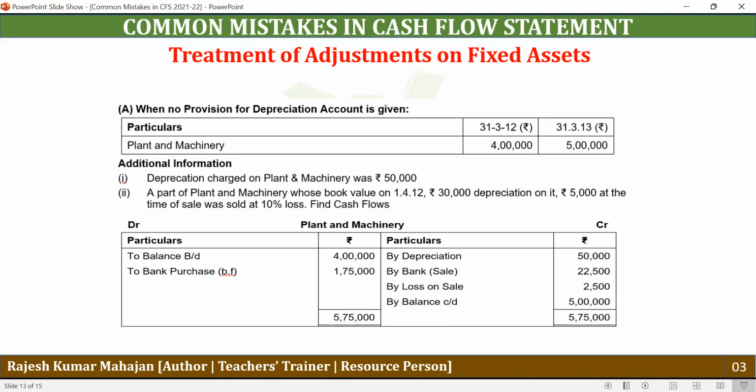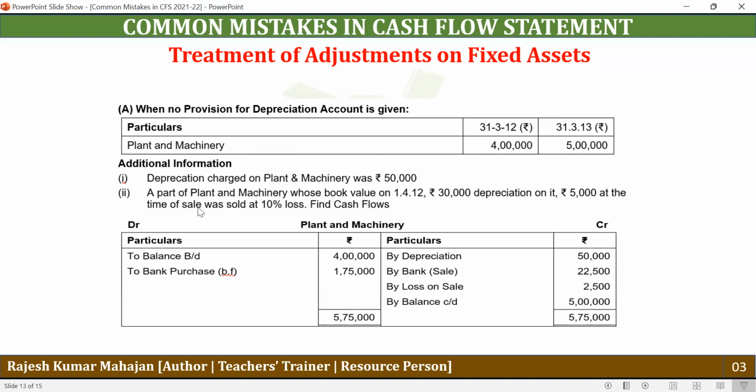So let's understand with the help of this example here. Here we are given the plant and machinery, where the opening balance is 4 lakh and the closing balance is 5 lakh. And an adjustment is given to you that depreciation charged on the machinery was 50,000.